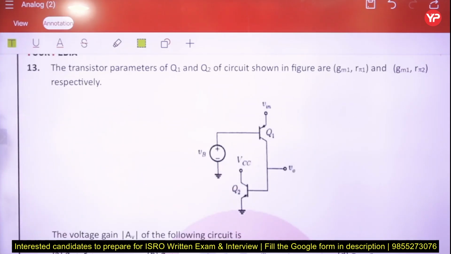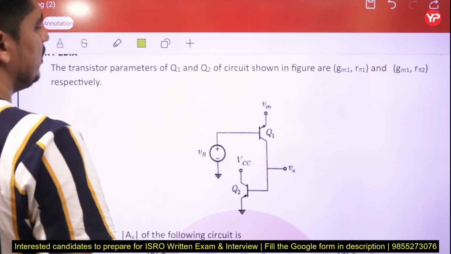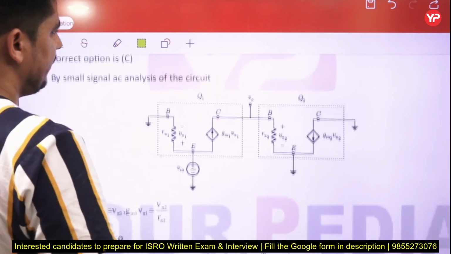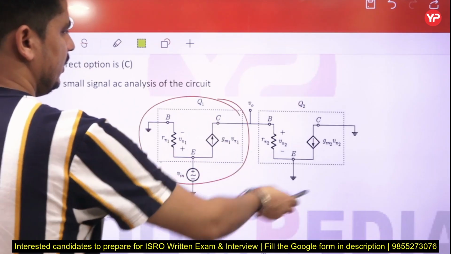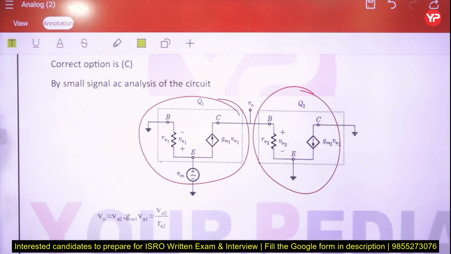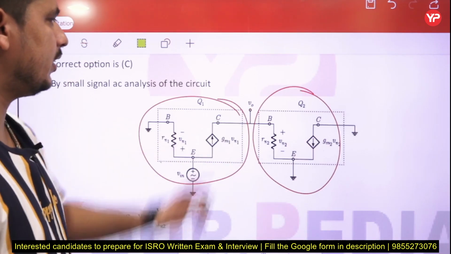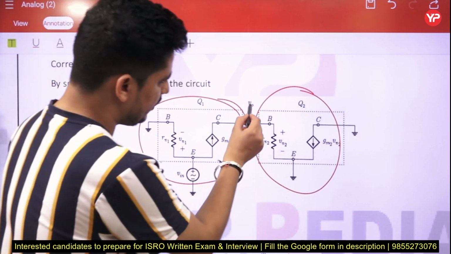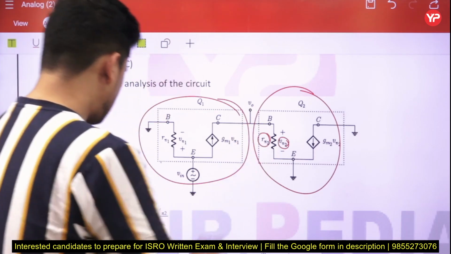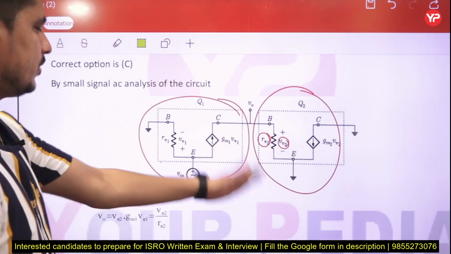Okay, next, the transistor parameters of Q1 and Q2 as shown in the figure, GM1, R pi 1, GM2, R pi 2. So what we do, we first draw the R pi equivalent of each transistor separately. You can see here, this is the R pi equivalent of the first transistor, this is the R pi equivalent of the second transistor, right? From this circuit, what you are observing is that the output voltage we are calculating at this terminal is equal to V pi 2, or you can say the voltage across R pi 2, right?